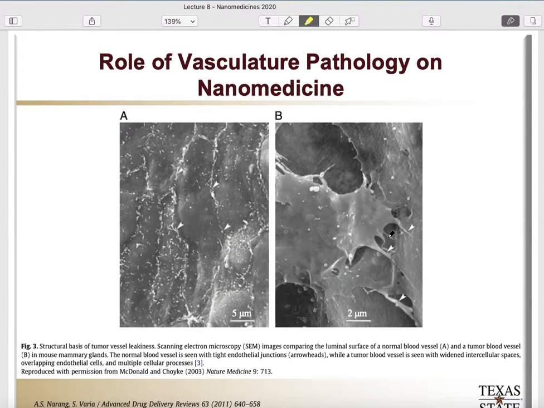For example, this is one cell. You can see the junctions here. These are kind of the processes from the cells reaching to the other cell next to it, but leaving a gap in the middle.